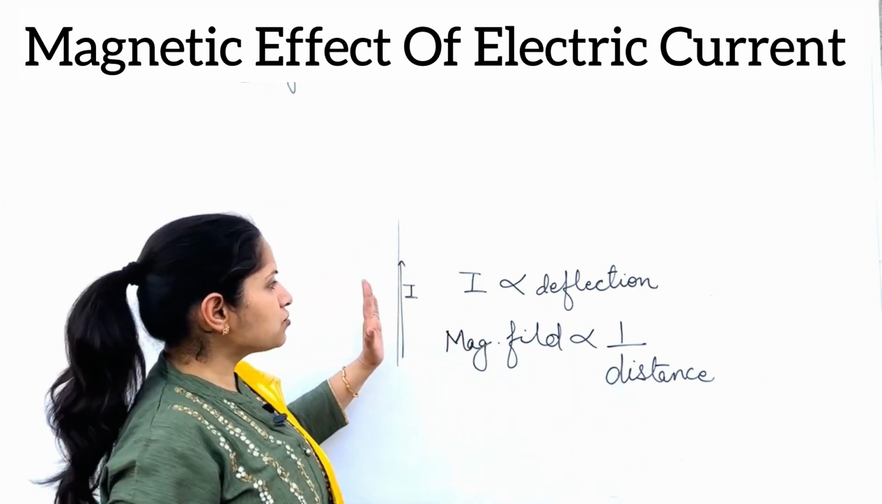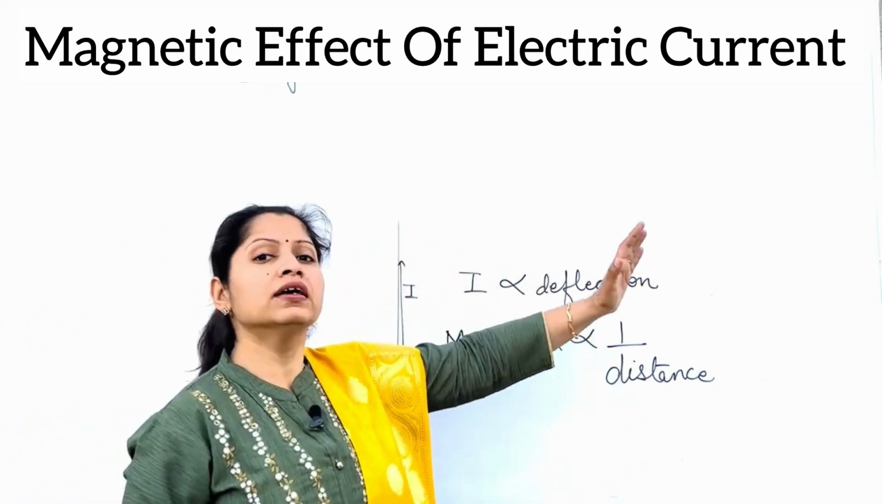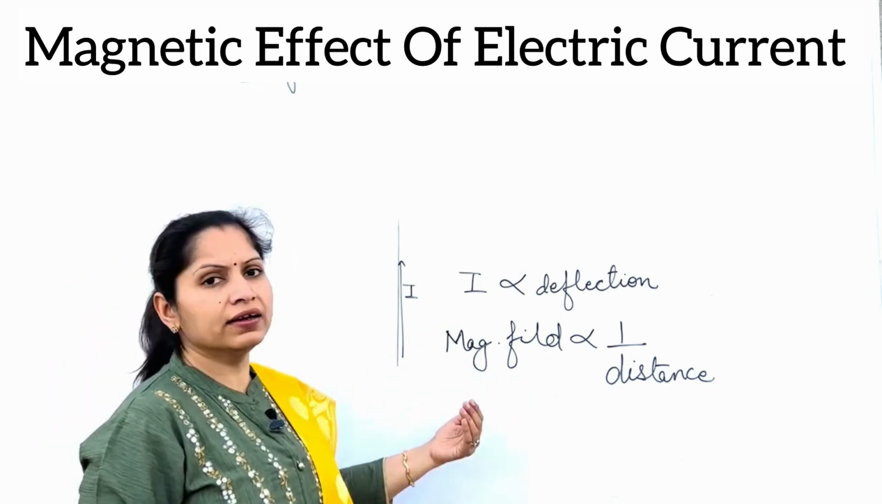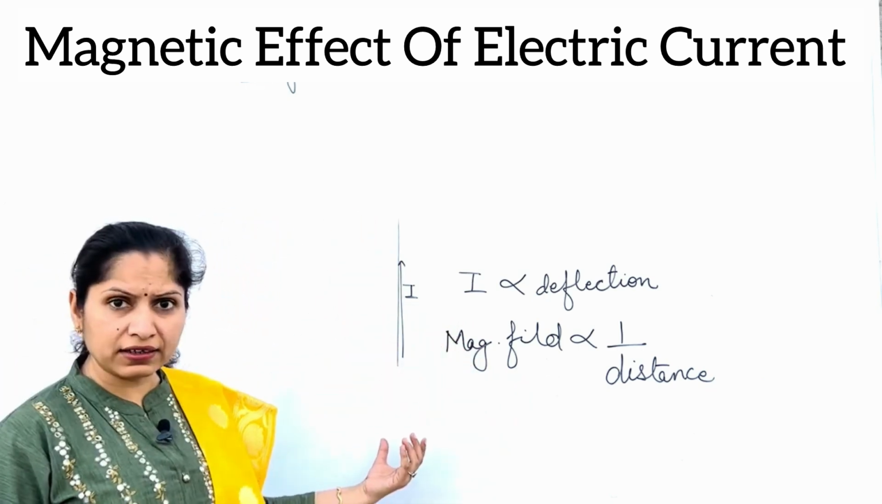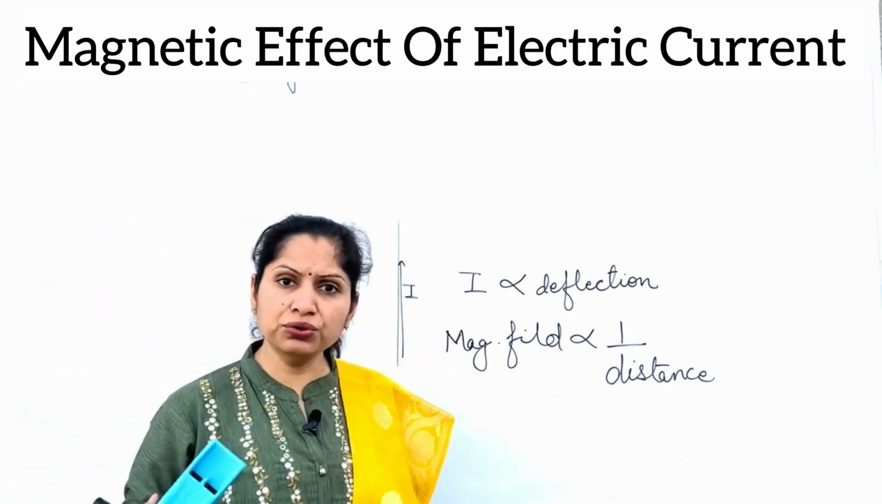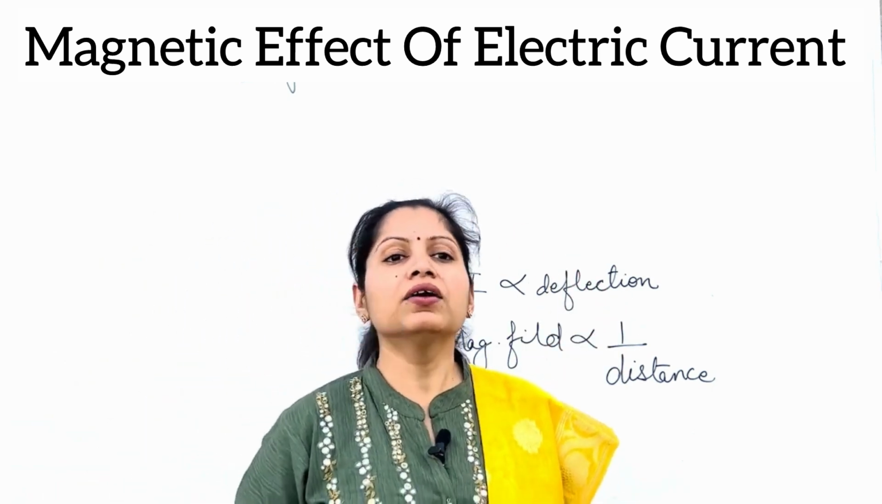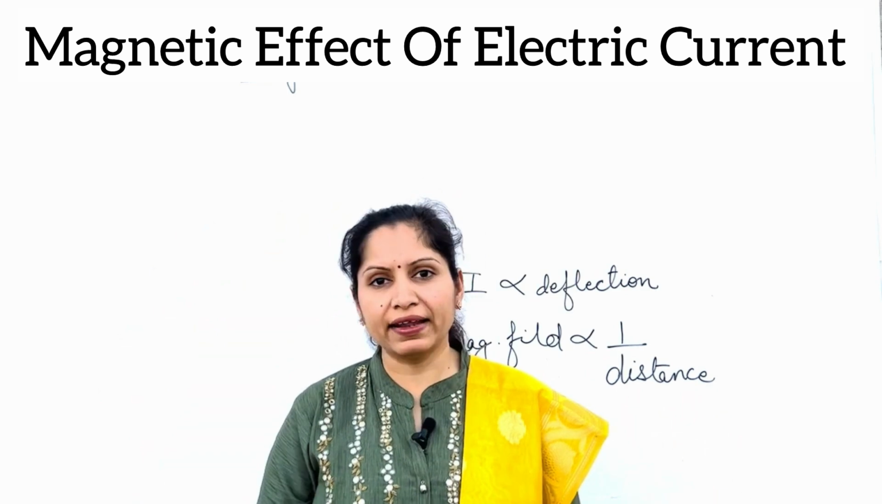So if we increase the distance from the wire, if we go away from the wire, then the magnetic field is going to decrease. But if we come near the current carrying conductor, then the magnetic field is also going to increase. So the more the current, the stronger the magnetic field, and the more the distance, the lesser the magnetic field.